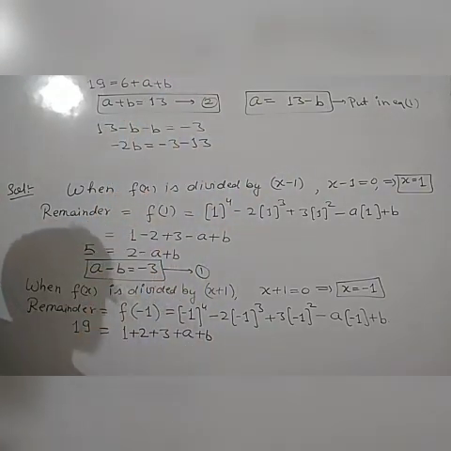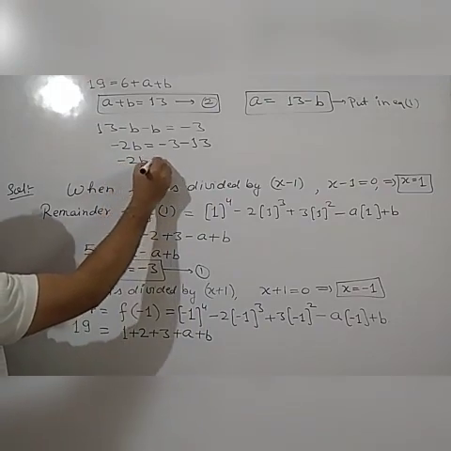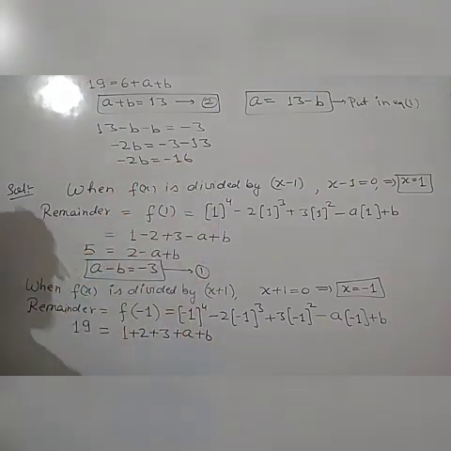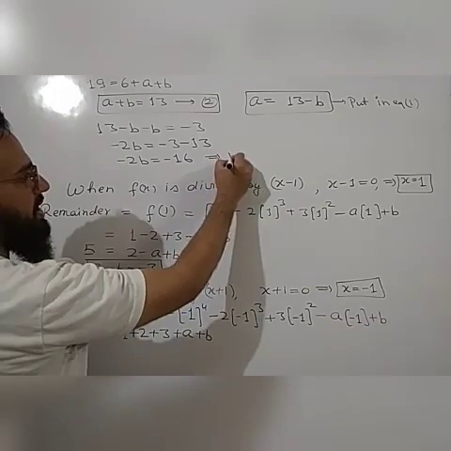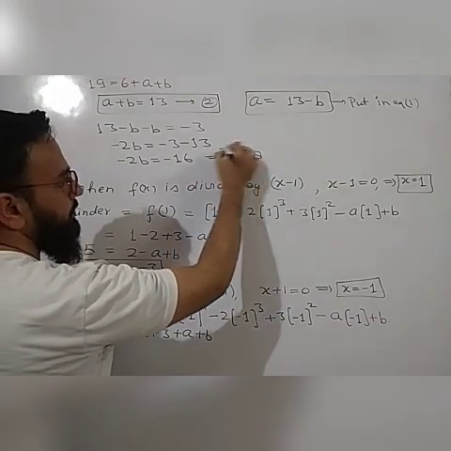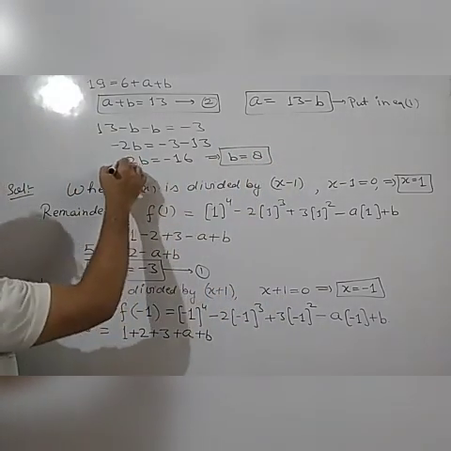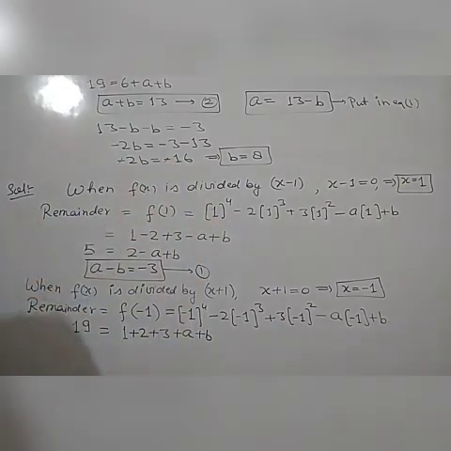right hand side. So we will get minus 2b is equal to minus 16, or the value of b will be equal to 8. By dividing, this minus minus will cancel out, so the value of b is equal to 8. Okay, so we get the value of b here, it is equal to 8.